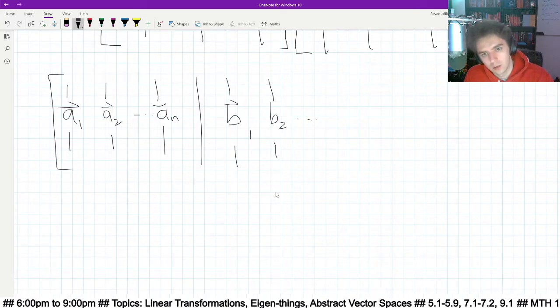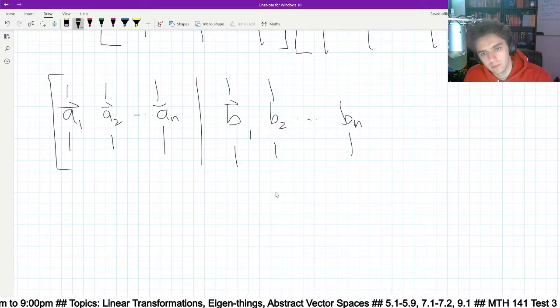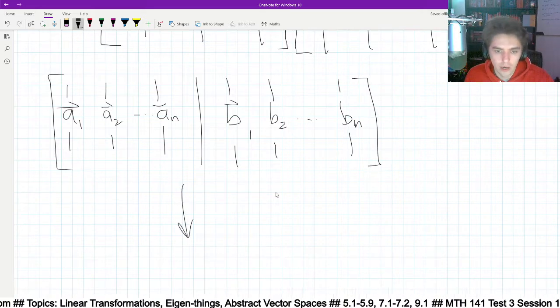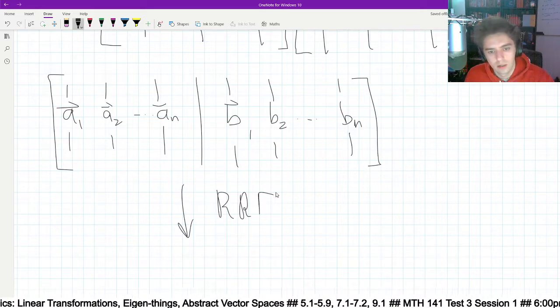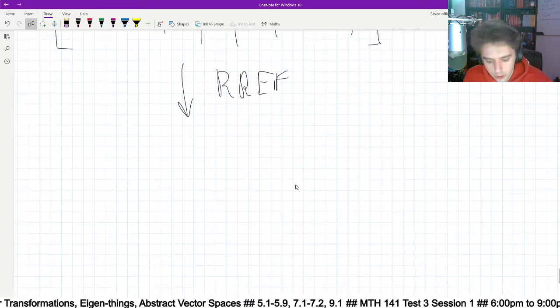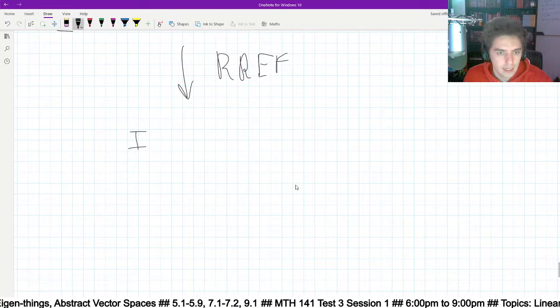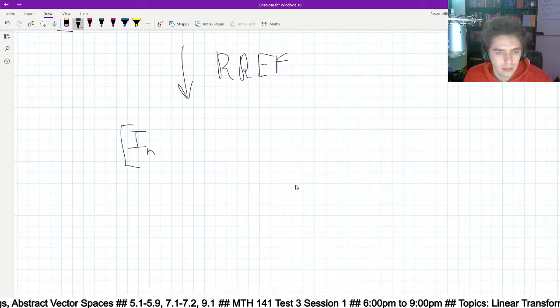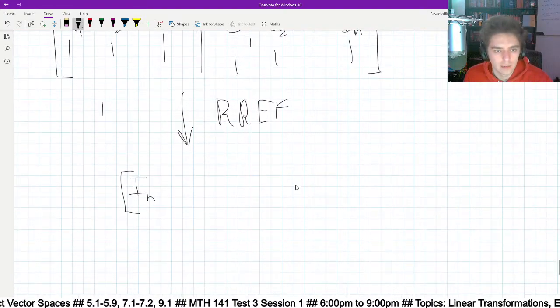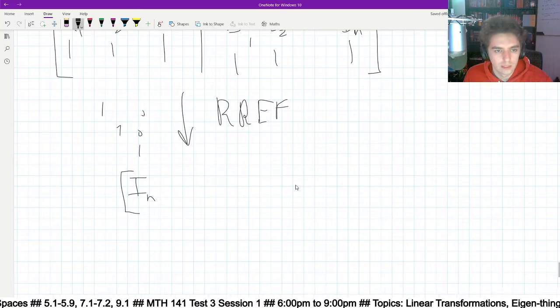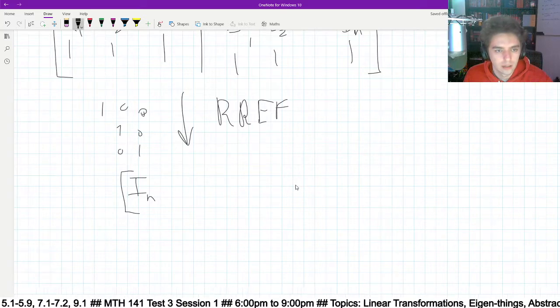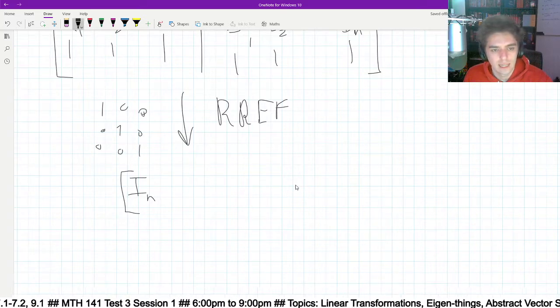B2 dot dot dot BN. And if you put this in RREF, what you should get, if it successfully got into RREF, is that you have IN on the left side. That's what RREF is. 0, 1, 1, 0, 0 is an example in R3. You should get the identity matrix of size n.